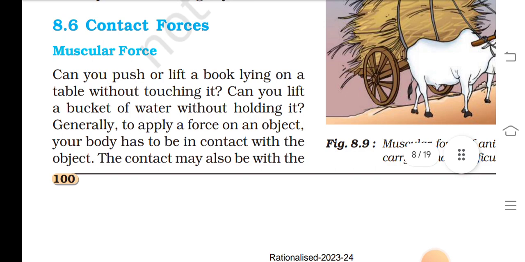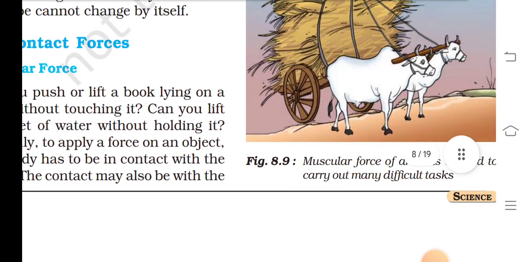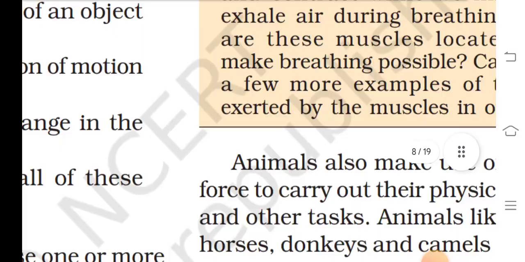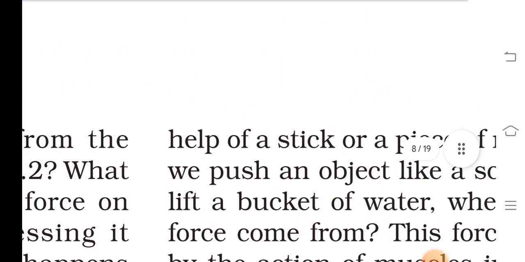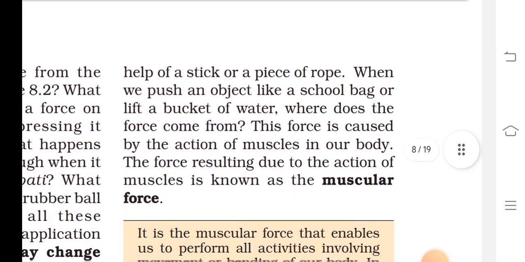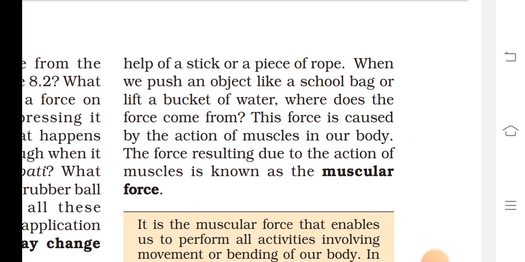Contact force, muscular force. Can you push or lift a book lying on a table without touching it? Can you lift a bucket of water without holding it? Generally, to apply force on an object, your body has to be in contact with the object. The contact may also be with the help of a stick or a piece of rope.